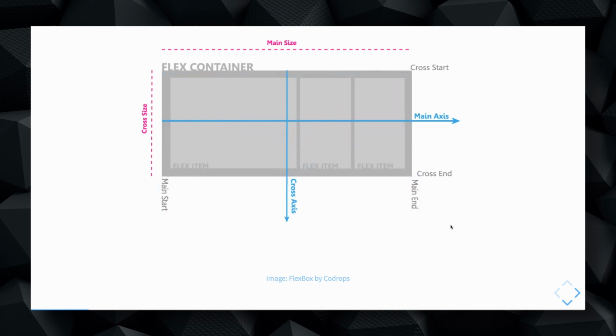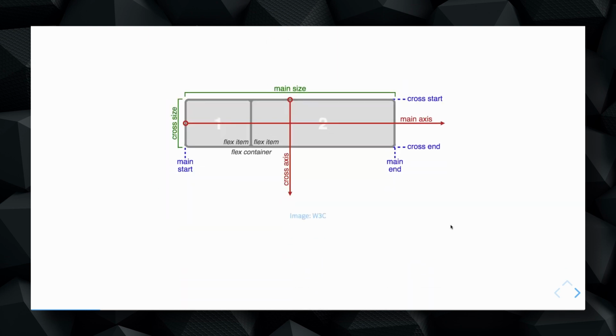I'm going to move to another schematic that describes exactly the same thing with a different diagram. I think it's nice to see these concepts in two different ways. This has the main size of the main axis, the cross size, the flex container, this gray box, and the flex items. It's pretty much the same, just a different view.